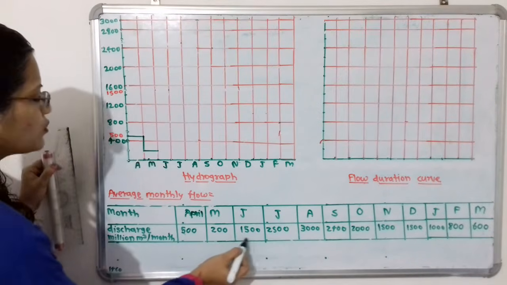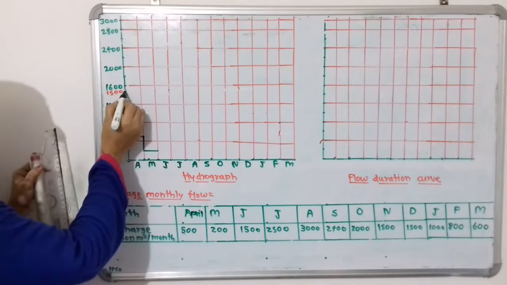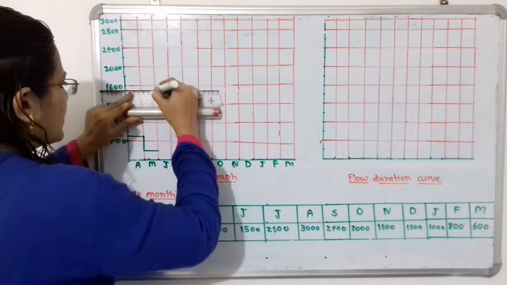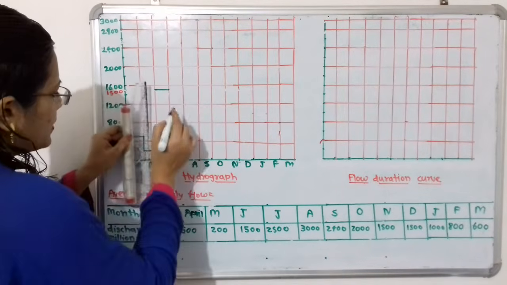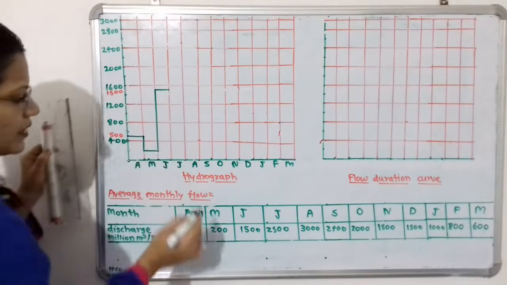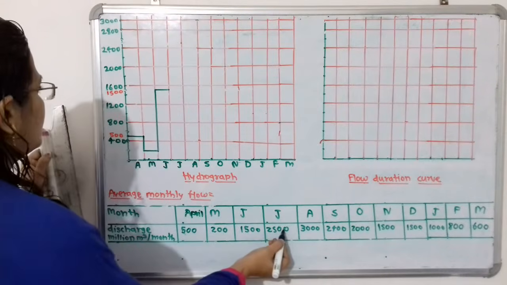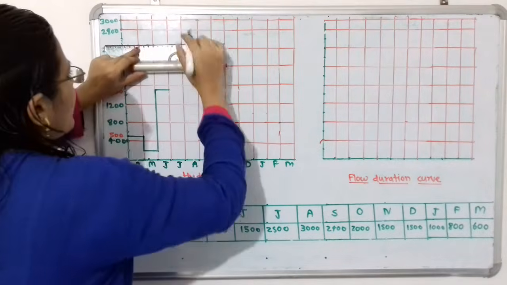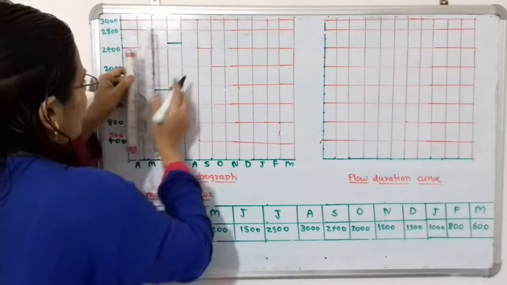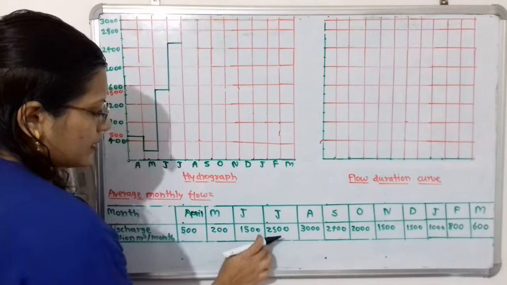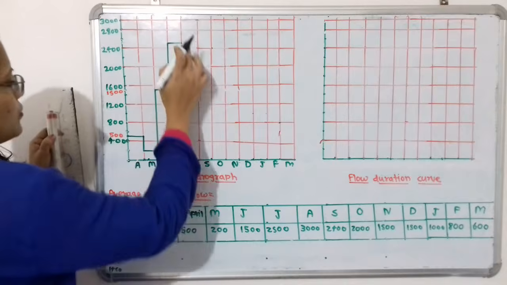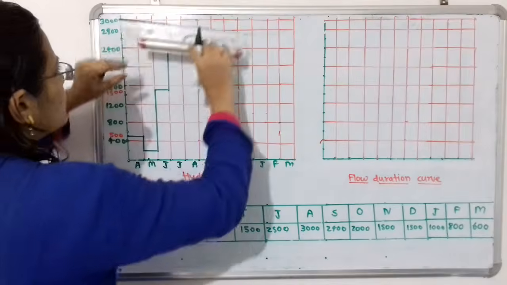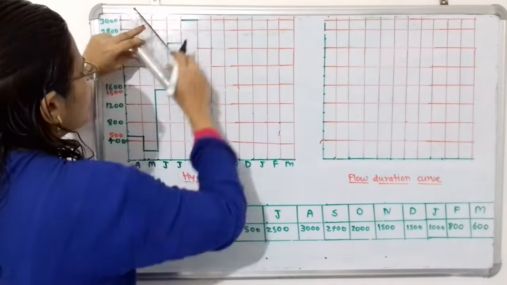Then next is 1500. So below 1 centimeter of 1600 we will plot here 1500 and we will draw here one line. Then we will join this. Then 2500. So here is 2500. After 1 centimeter of 2400 we will plot here one line and we will join this line. Then 3000. So here for the month of August, here is 3000. So we will draw here one line.